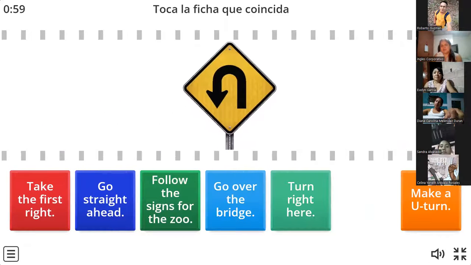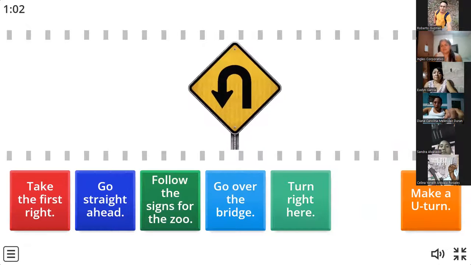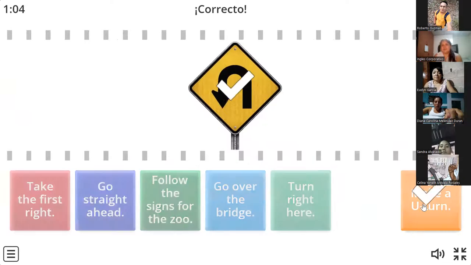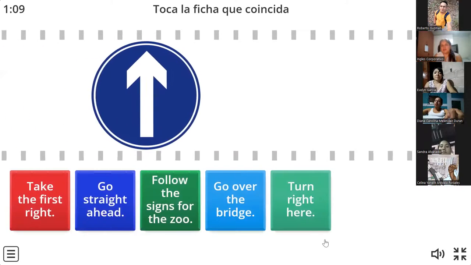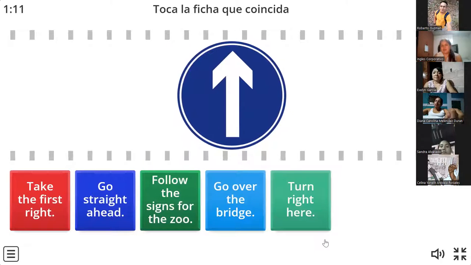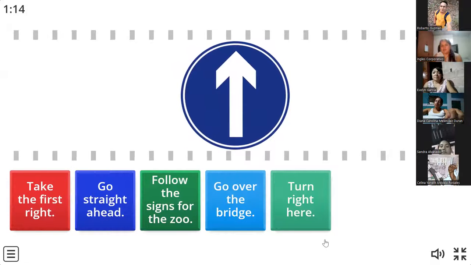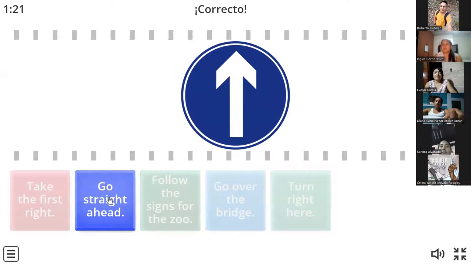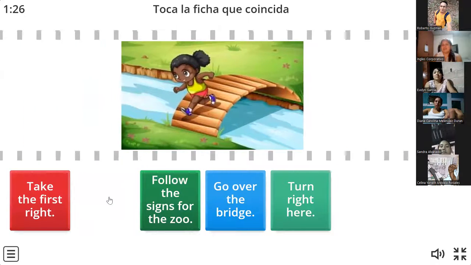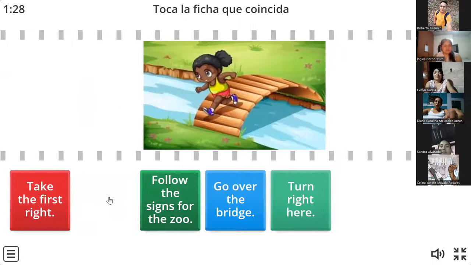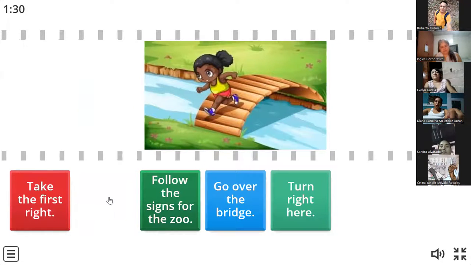What about this one? Make a U-turn. Yes, very good. Make a U-turn. Go straight ahead. Go straight ahead. Very good. That is a bridge. Go over the bridge. Okay.